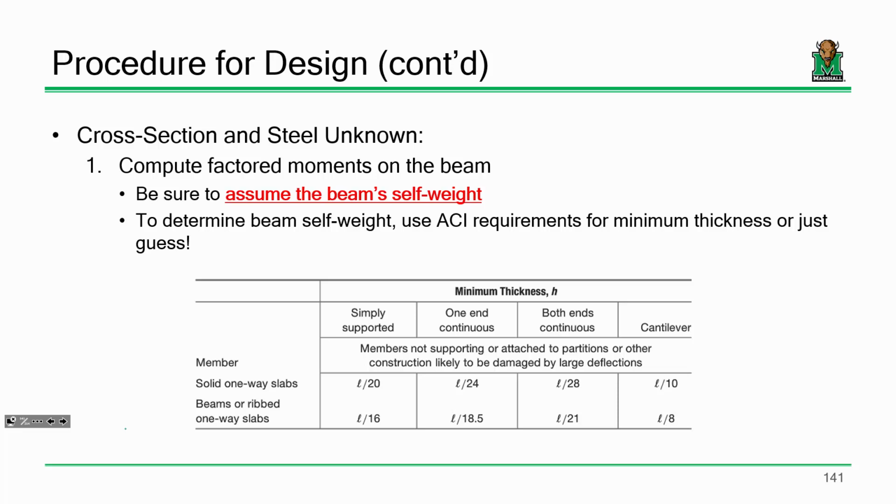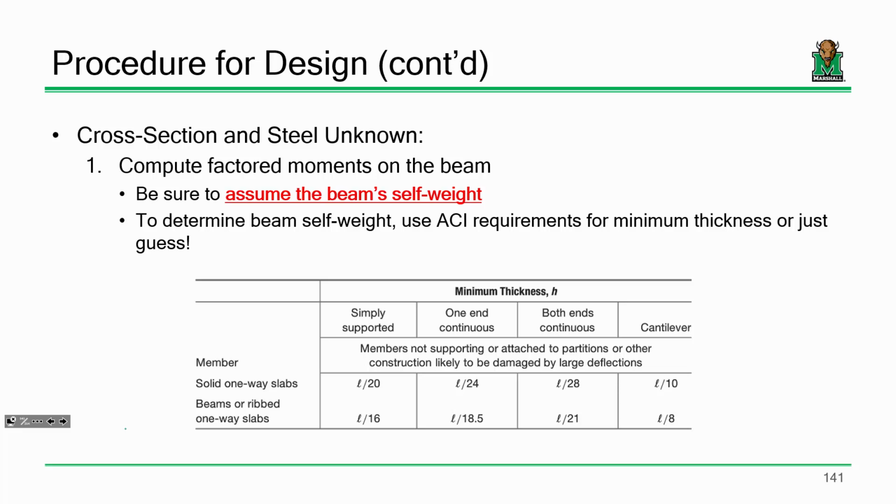We don't know anything. So the first thing that we're going to do is compute the moments that are on that beam. Now, what load must all beams be able to withstand? Their own self-weight. We don't know what the self-weight is. We have to determine something. So notice here, in big, red, bold, underlined values, we need to assume what the self-weight of the beam is.